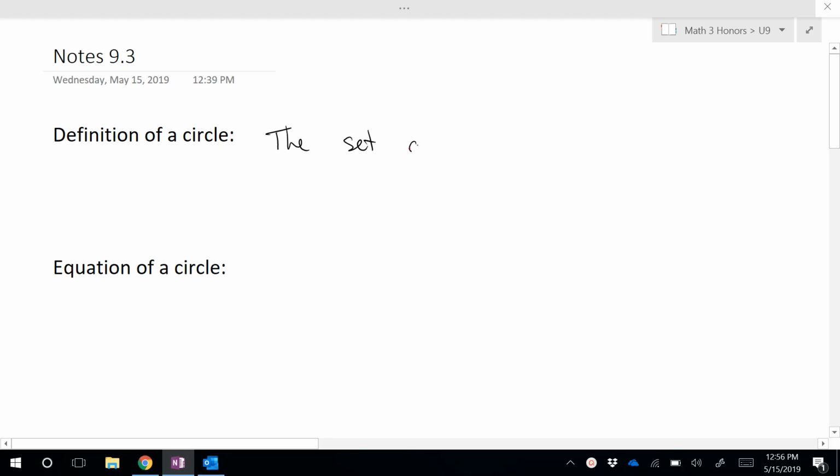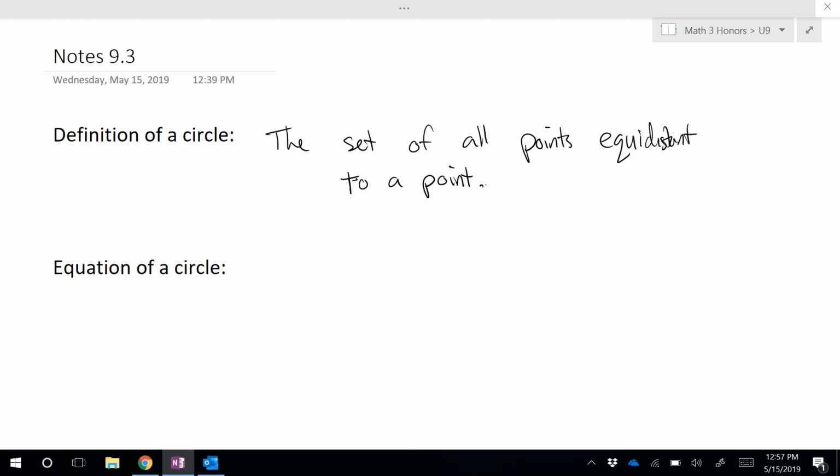of all points equidistant. So it starts the same way here, to a point. That's it. So if we pick one point and pick a particular distance and make all the points that are the same distance from that one point, we get a circle.